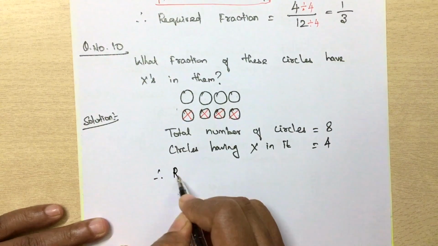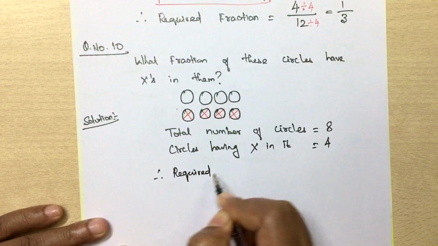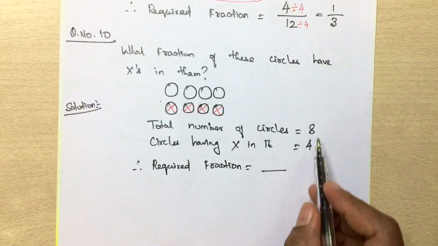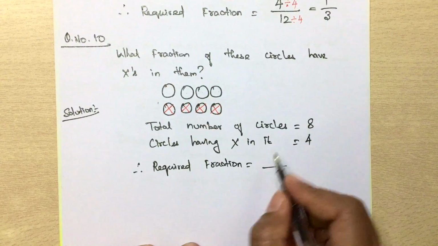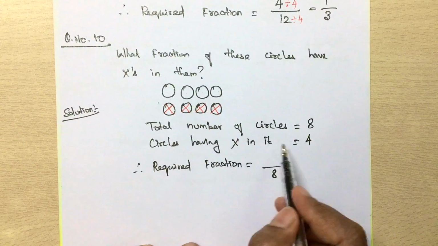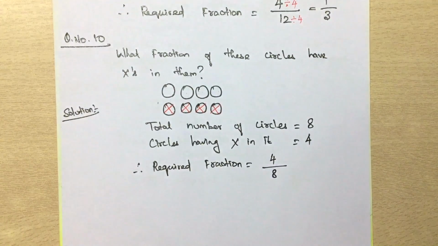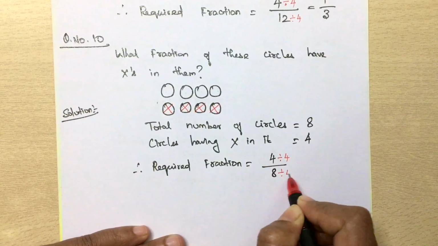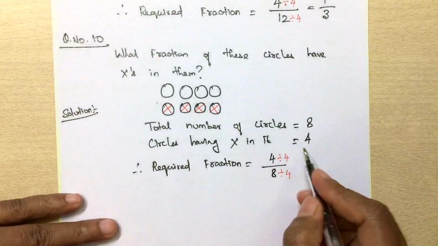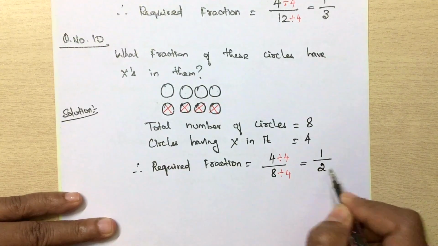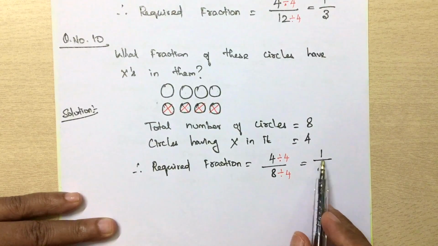Now you have to write the fraction. Therefore required fraction is, always write the total in the denominator, which is 8. And what is the question asked? It is about the x. How many is it? 4. Now it is 4 by 8 is the fraction. Now we can simplify this further. Divide by 4, both numerator and the denominator. When you divide it, 4 divided by 4 is 1, whereas 8 divided by 4 is 2. Okay. So the required fraction is 1 by 2.